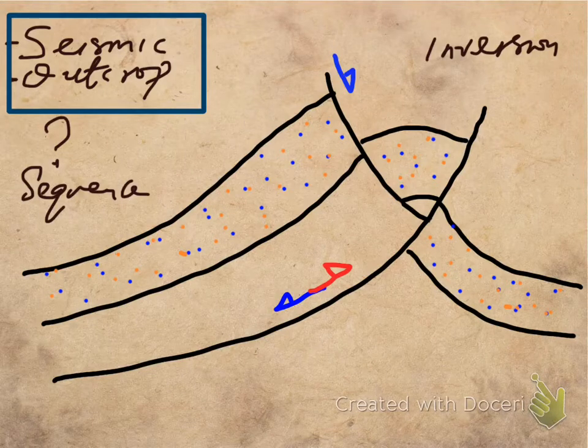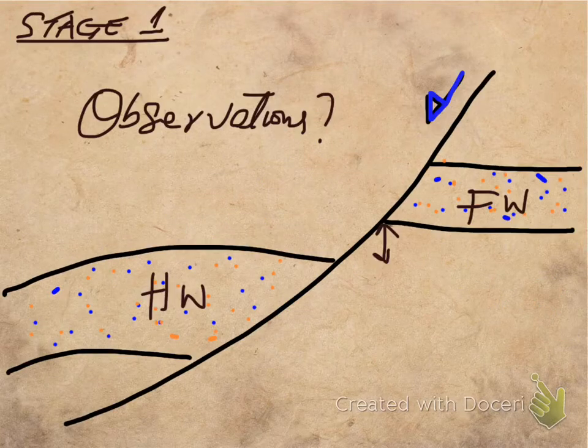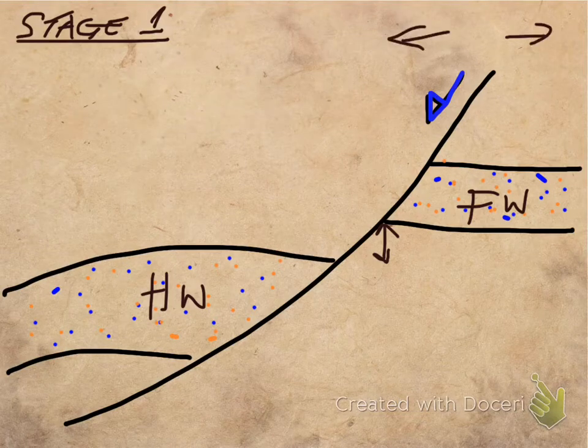So I'm going to walk you through a simple example of a model or sequence of deformation that could actually lead to sections like this. An example of inversion. So imagine during stage one, this is what it looked like. What are your observations? Both blocks seem to have moved apart from each other.